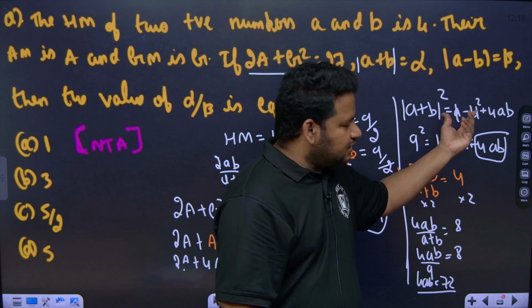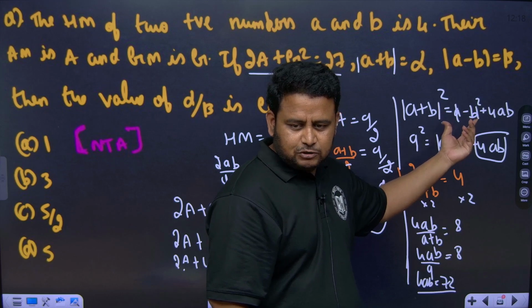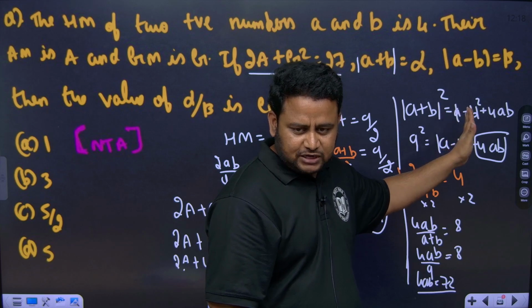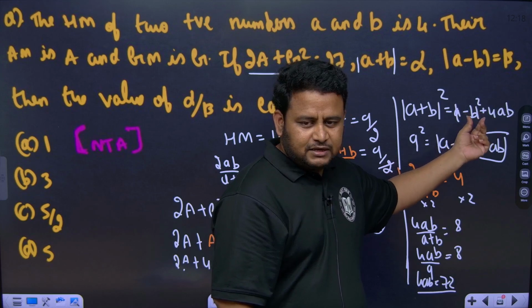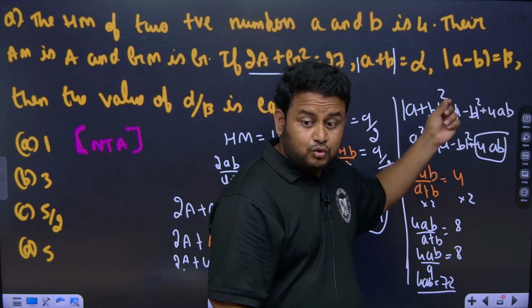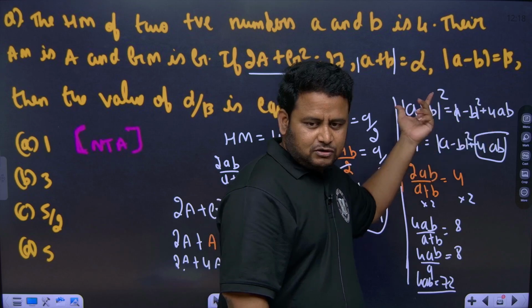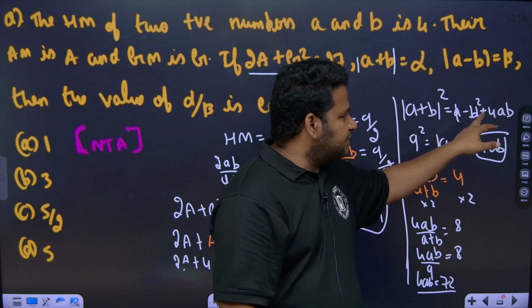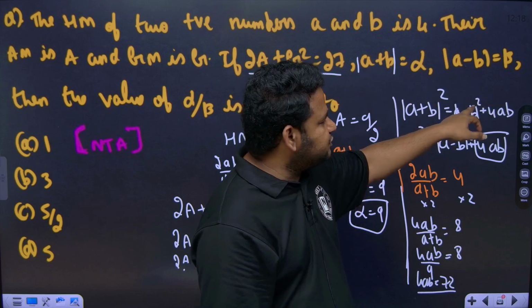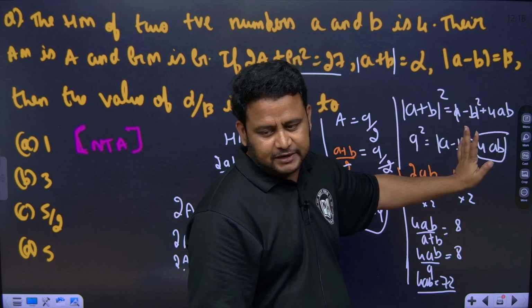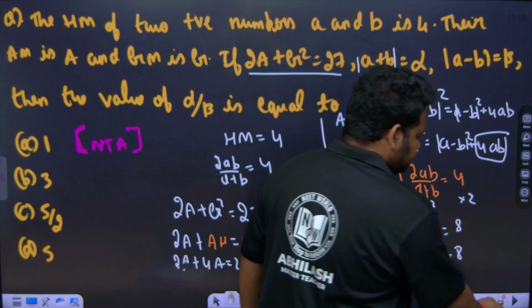I have taken (a minus b) whole square. (a minus b) whole square is a square plus b square minus 2ab. Okay. If I have written plus 4ab minus 2ab, I'll get plus 2ab. That will be equal to (a plus b) whole square. Correct? If I have written minus 4ab, it will become minus 6ab. It will not be equal. So I did a mistake here. Instead of minus, I should write plus. Is it clear? Okay, that's it.